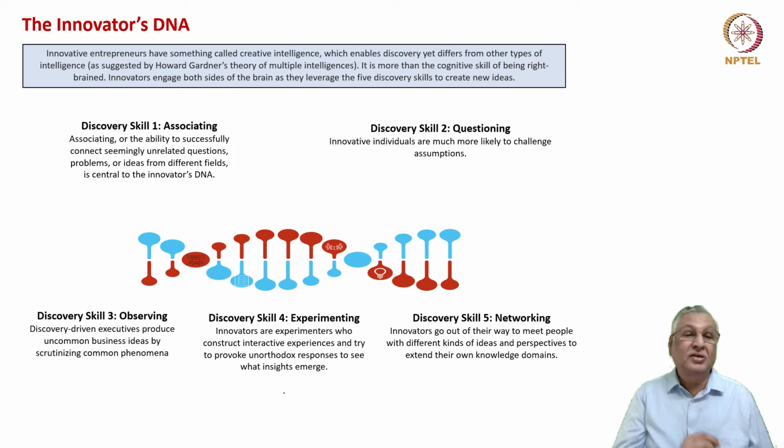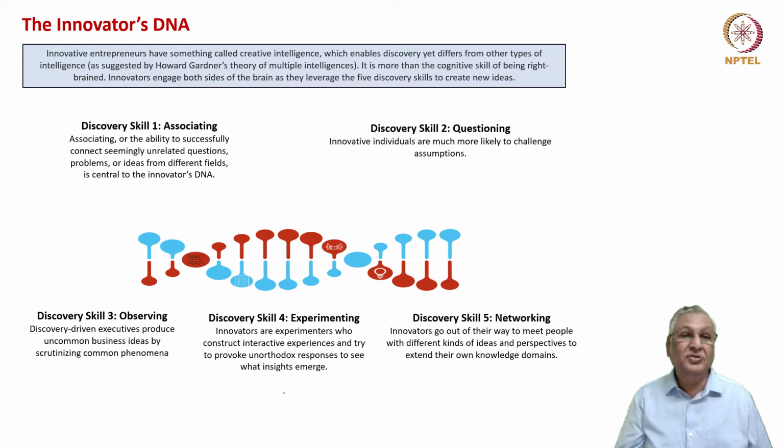I also mentioned earlier that an innovator's DNA is different. Innovative entrepreneurs have something called creative intelligence, which enables discovery, yet differs from other types of intelligence. Multiple intelligences we know exist in individuals. One is the normal intelligence, mathematical intelligence, scientific intelligence, emotional intelligence, cognitive intelligence, etc. But the innovator's DNA is something that is very unique. It is more than a cognitive skill. It is also more than being just right-brained. It engages both sides of the brain because they leverage 5 discovery skills to create new ideas.